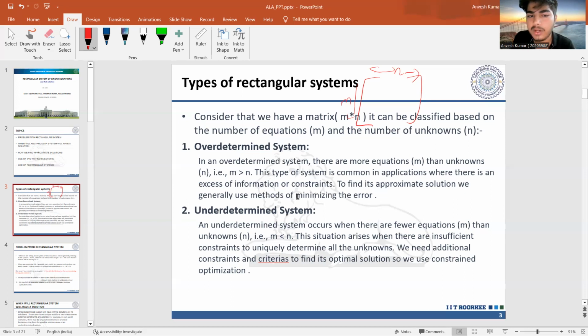The second type of system of linear equations is the underdetermined system. These are systems in which there are fewer equations than variables. Clearly, if we don't have as many equations as variables, we will not have unique solutions. We will have infinite solutions. Such systems arise when there are insufficient constraints to uniquely determine all the unknowns. We need additional constraints and criteria to find the optimal solution. So to find the optimal solution for our underdetermined system, we generally use constraint optimization.